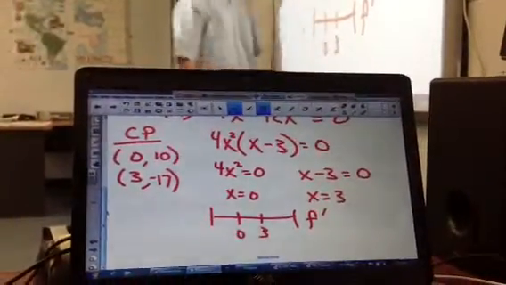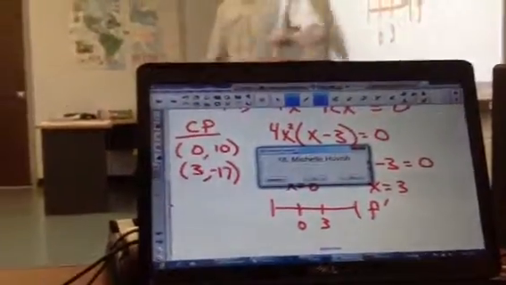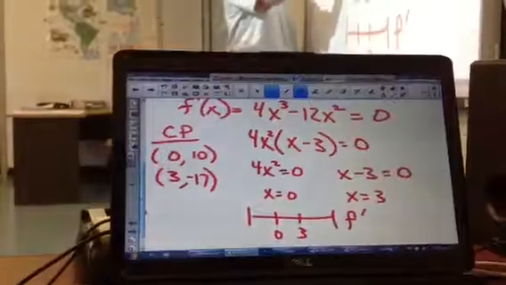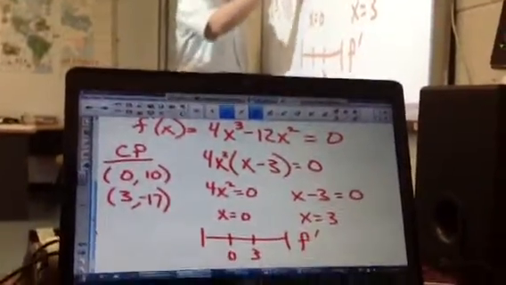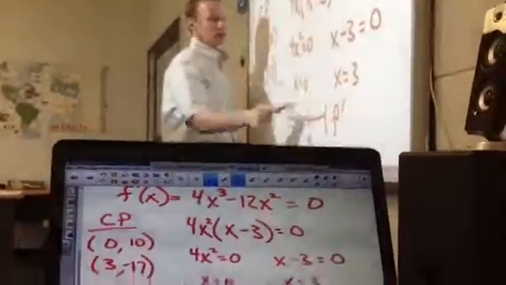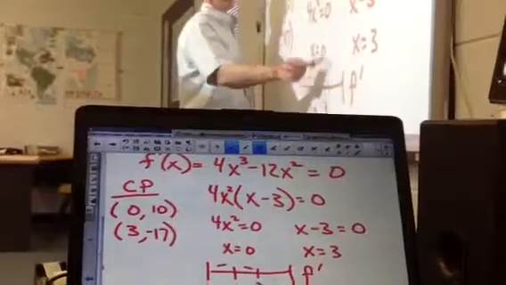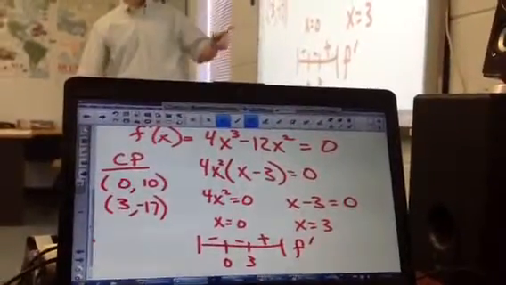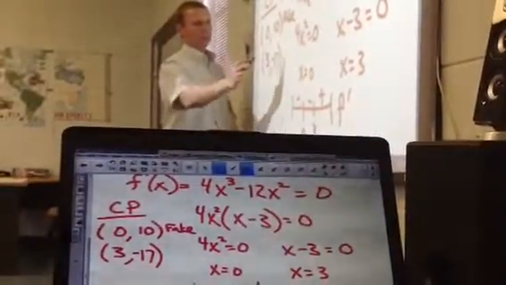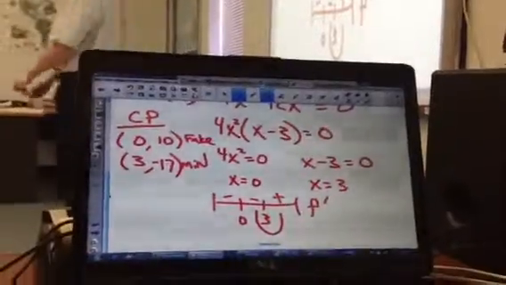So 0, 3. Okay, now I've got to do my tests, so I've got to pick numbers, and Michelle, where am I going to plug those in? Into your derivative. And I would plug them into the factored form. So I plug a -1 in here for x, and I'll get 4 times -1 squared is positive, 1 minus 3 is negative, so that's going to be negative. Plug in a 1. 1 squared positive, 1 minus 3 negative. Negative, negative. Plug in a 5, you get positive. And so you're right, 0, 10 is a fake. What is 3, negative 17? It's a minimum. And it's a minimum because we go from negative slope to positive slope. And if we go from negative to positive, then it's minimum.